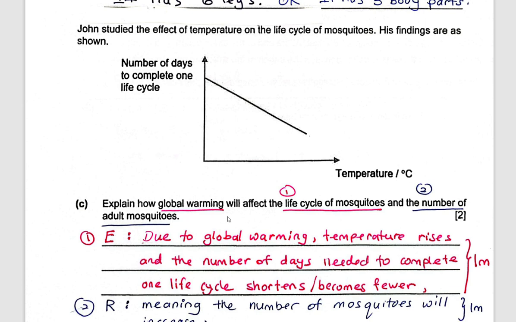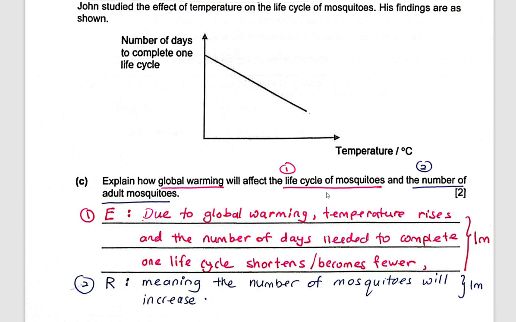So explain how global warming will affect the life cycle of mosquitoes and the number of adult mosquitoes. Now, notice this is a 2-mark question. How do you know what to write for 2 marks? Well, the question told you. Life cycle of mosquito, number of adult mosquito. So, in other words, you need to know the demand of the question, the requirement of your answers. And by looking at the mark allocation and looking at the words in the question itself, you know clearly what you have to write. Let's look at part 1, life cycle of mosquito.